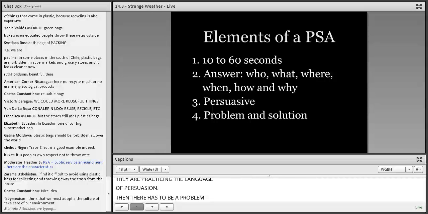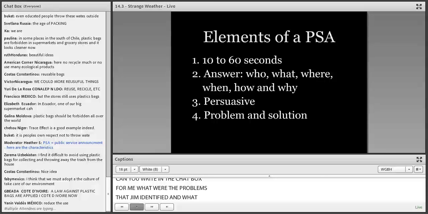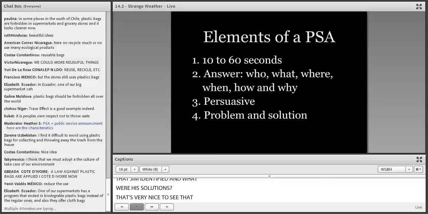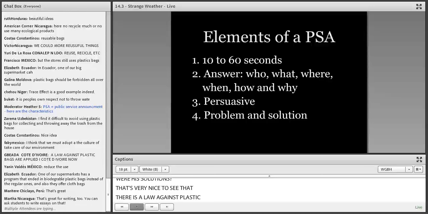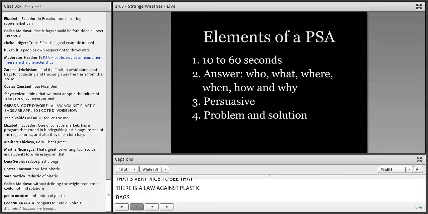So can you write in the chat box for me, what were the problems that Jim Toomey identified, and what were his solutions? Ooh, that's very nice to see that in Côte d'Ivoire, there's a law against plastic bags. Okay, so in Jim Toomey's public service announcement, it is reduce the use of plastic bags. That's absolutely right. And his solution was to use reusable bags.